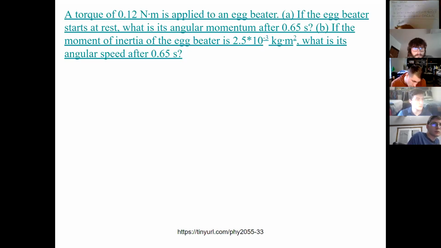So you can use the scalar form of this. The derivative of angular momentum over dt is equal to the torque given. You can do integration for this.